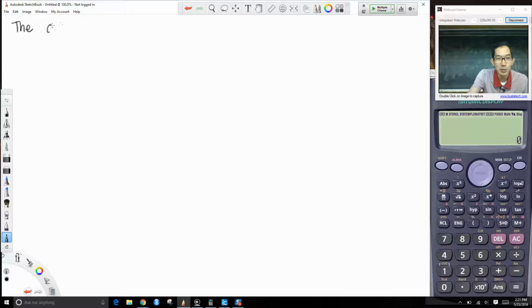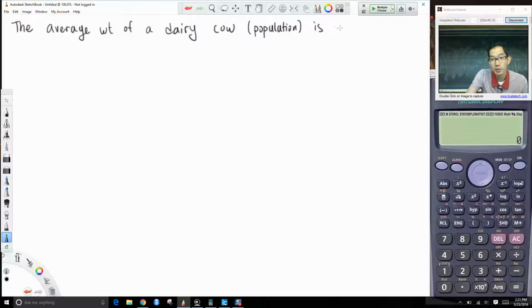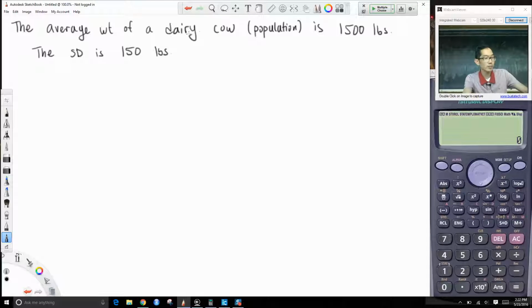All right, so we will say the average weight of a dairy cow, and so we're talking about the population, right? So the average weight of a dairy cow is, we'll say, 1,500 pounds. Okay, and we'll say the standard deviation is 150 pounds.